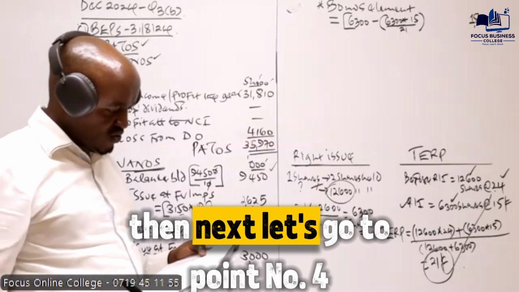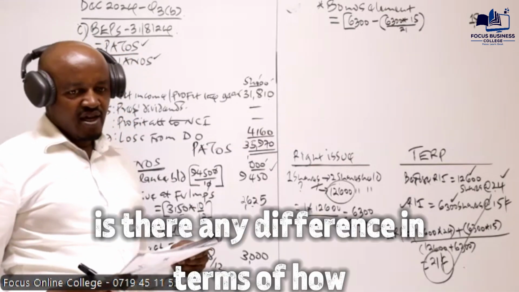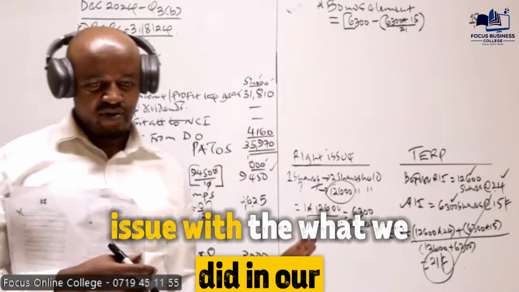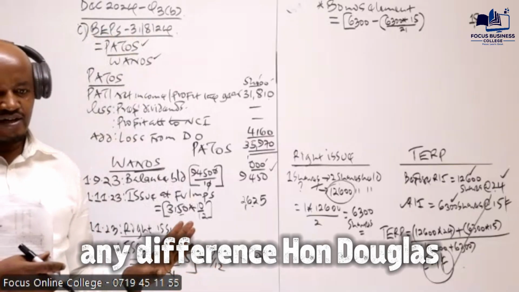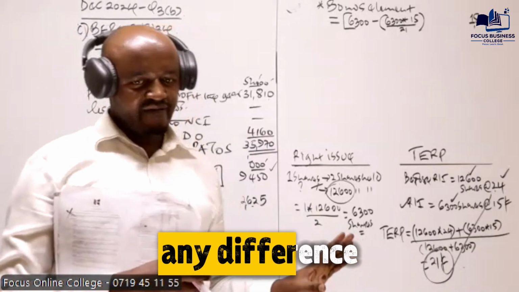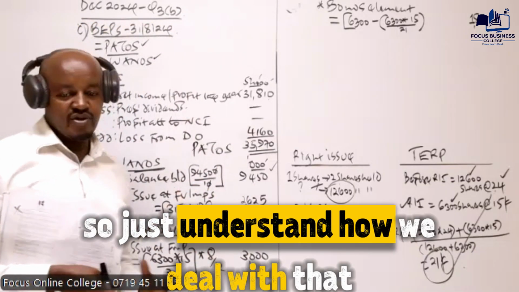Then next, let's go to point number 4, which will be the last point. Is there any difference in terms of how we have handled that rights issue with what we did in our previous class? Any difference? No difference. So just understand how we deal with that rights issue.